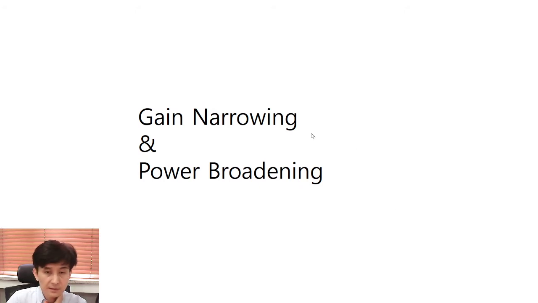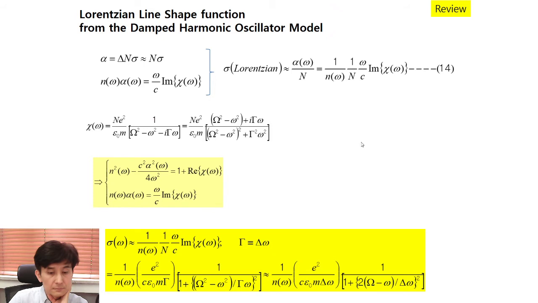And another interesting topic about this gain saturation is the gain narrowing, spectral narrowing, or power broadening. Previously we derived that for a simple damped harmonic oscillator model, we have the relation of refractive index and absorption coefficient by using chi, and the simple chi model can be represented with this equation.